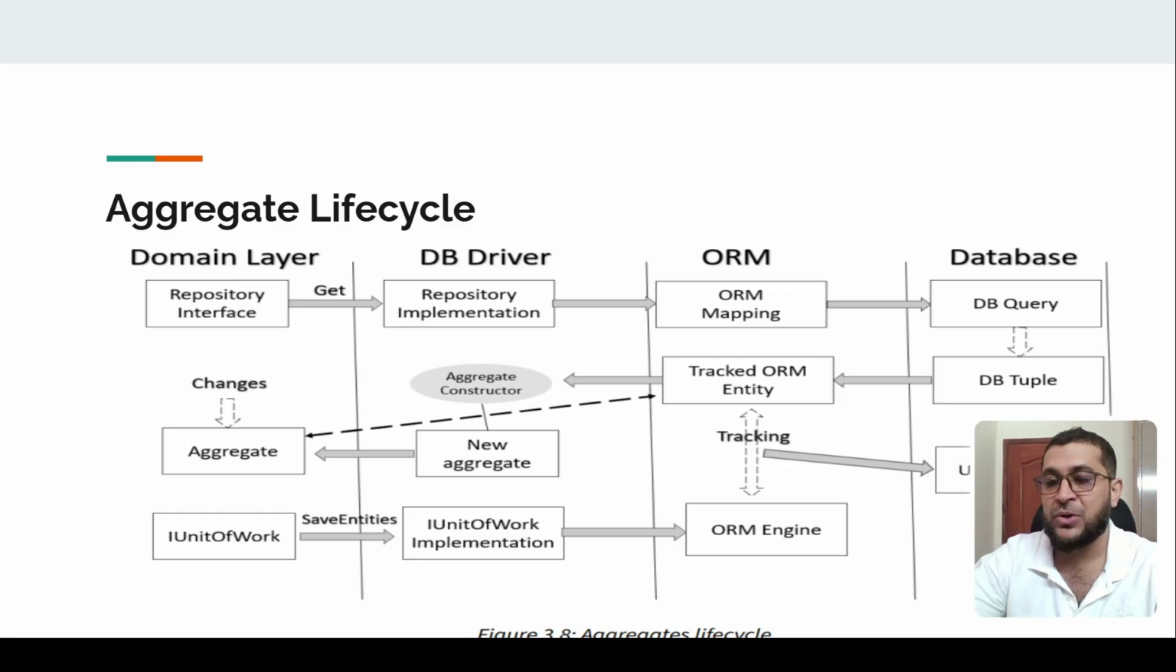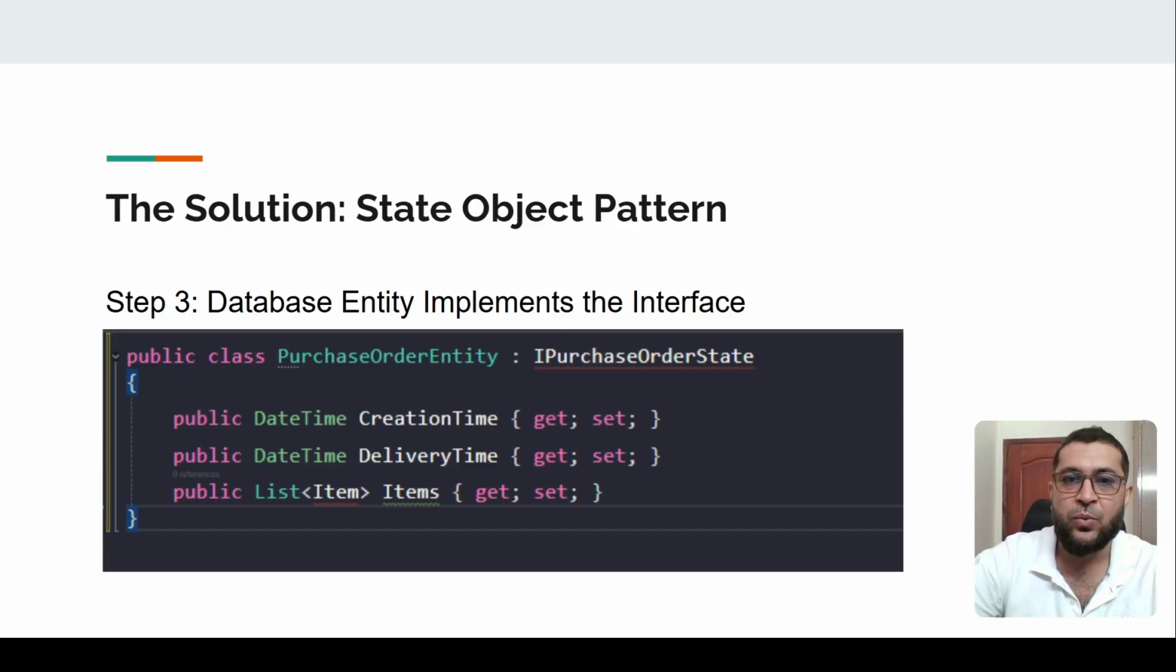Basically, the ORM engine will follow the tracking. The magic here is the tracking. You can see here the dashed arrows. It will track all the changes, and it will update the data inside our database. So this is how the state object pattern works.